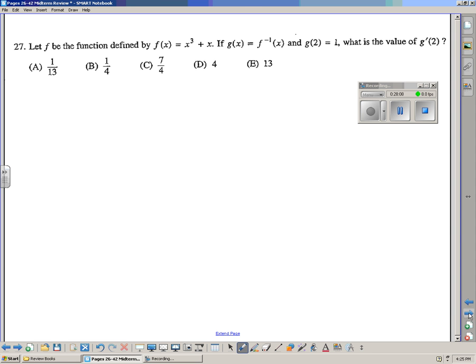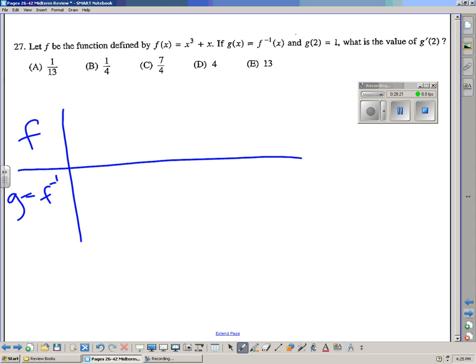Number 27, we have the function defined by f of x is x cubed plus x. If g of x is f inverse of x and g of 2 is 1, what is the value of g prime of 2? This is where I say make a little chart for yourselves: f and g, which is the inverse. So we know g is the inverse, so we know the point 2, 1 is on the inverse graph. Well, that means the point 1, 2 is on the original graph.